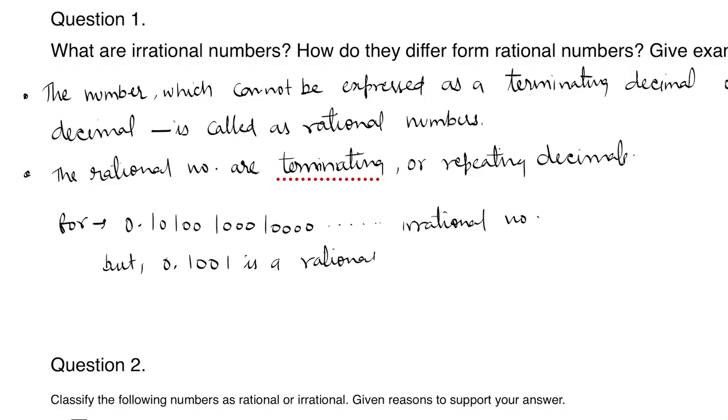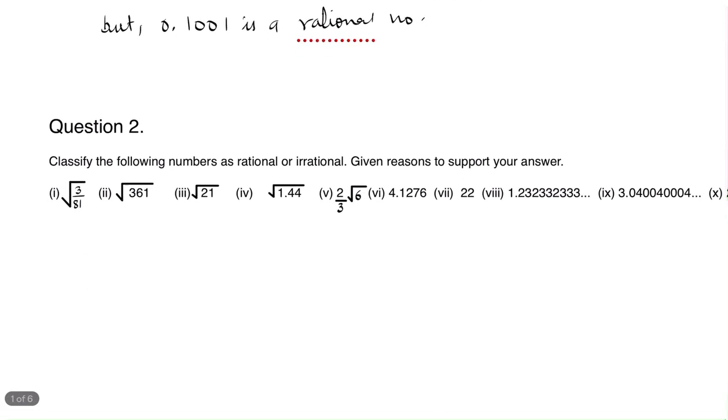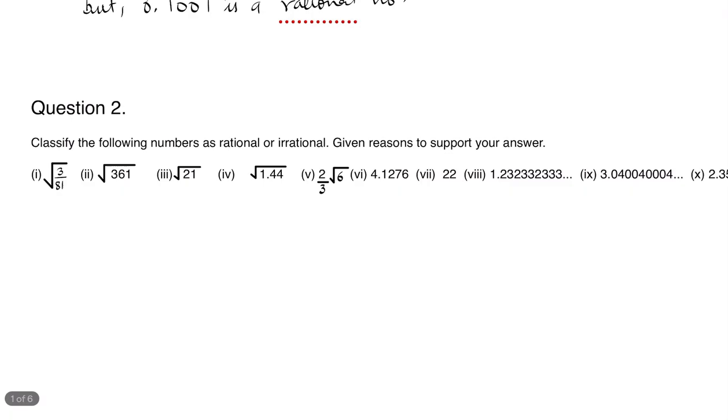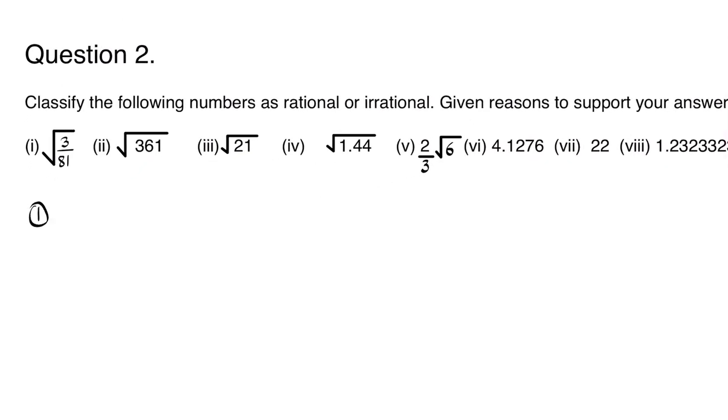Okay, now the second question is, classify the following numbers as rational or irrational. Give reason to support your answer. Now the first question is root 3 upon 81. This can be written as root 3 upon root 81, which is equal to root 3 upon 9.